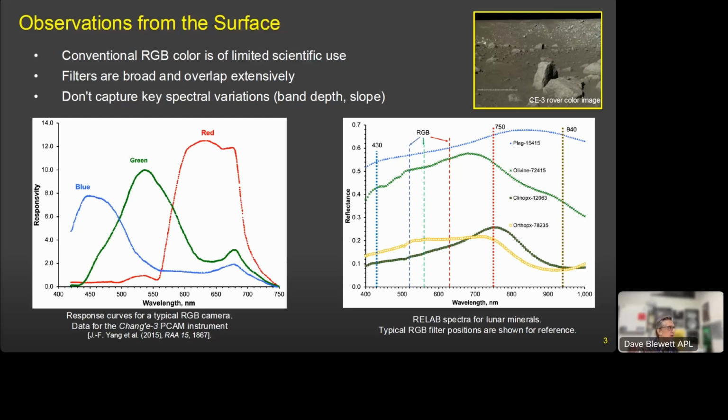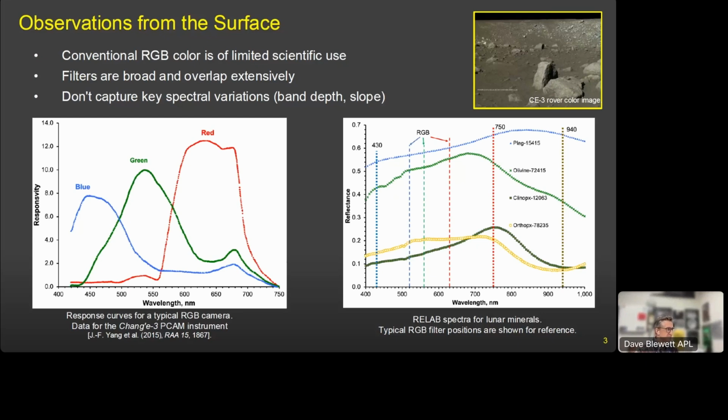don't capture the key lunar spectral variations, which you can see in the plot on the right that shows reflectance spectra for the major lunar silicate minerals. And you see how the three RGB channels are kind of bunched up there, and they don't capture variations, particularly in the band depth, the ferrous iron absorption feature that occurs between about 900 and 1,000 nanometers, which is key for understanding lunar composition. Now, there have been some spectrometers sent to the surface.